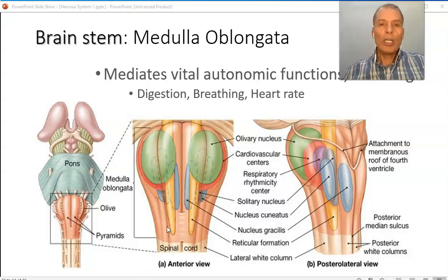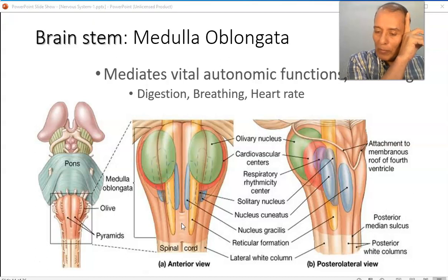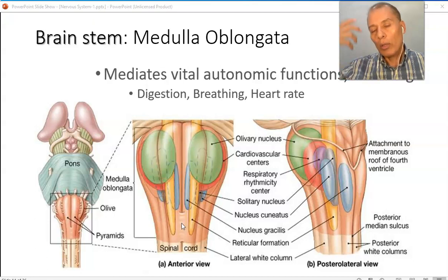Pyramidal decussation. You need to know where exactly it is, and you need to know the significance, what it is. So where it is and what it is. It is the point in the inferior segment of the medulla oblongata where motor pathways from the right side of the brain cross over to control the left side, the contralateral side of the body, and motor pathways from the left side of the brain cross over to control the contralateral or the right side of the body.